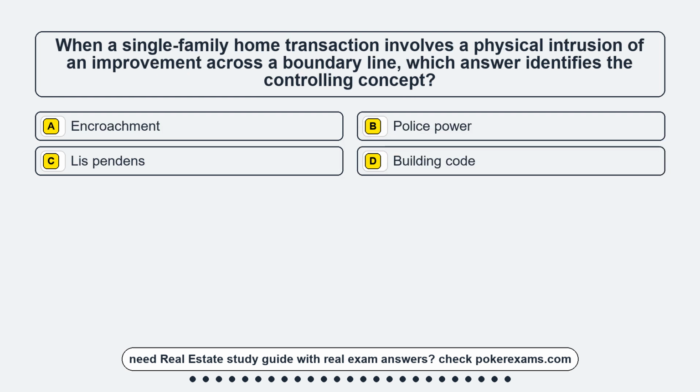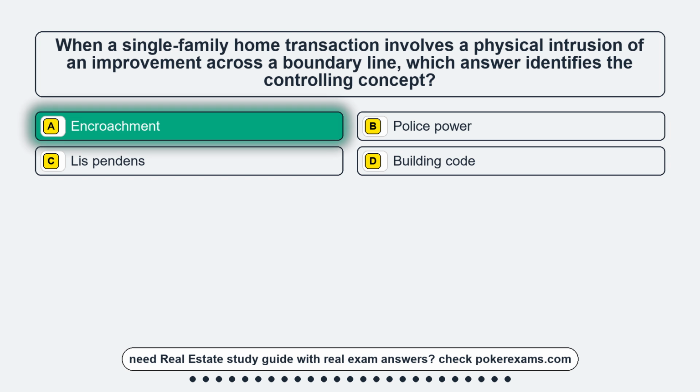Question 6. When a single-family home transaction involves a physical intrusion of an improvement across a boundary line, which answer identifies the controlling concept? Option A. Encroachment. Option B. Police power. Option C. Lis pendens. Option D. Building code. The correct answer is option A.